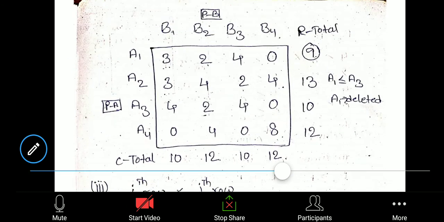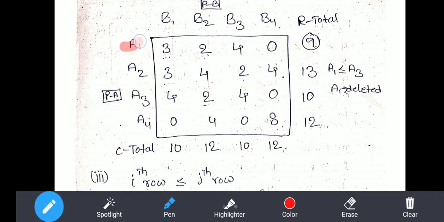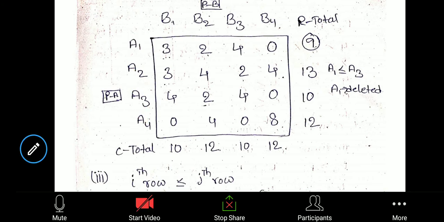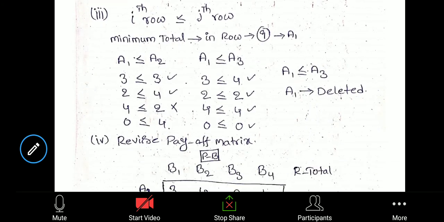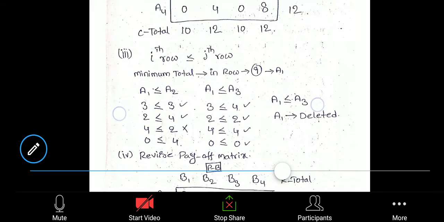A1 will be the ith row, and the jth rows will be A2, A3, A4. We are going to compare with those. So if any row is dominating the A1 row, A1 will be deleted. So here the conditions will be given, based on the payoff matrix.